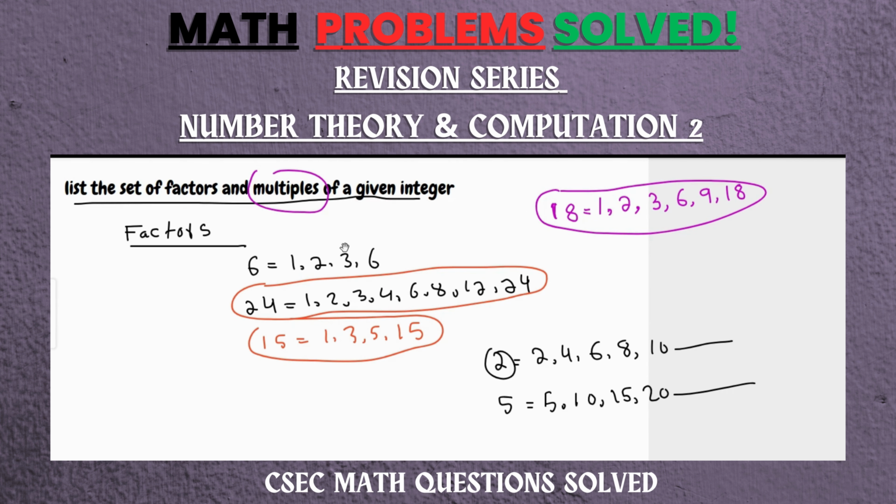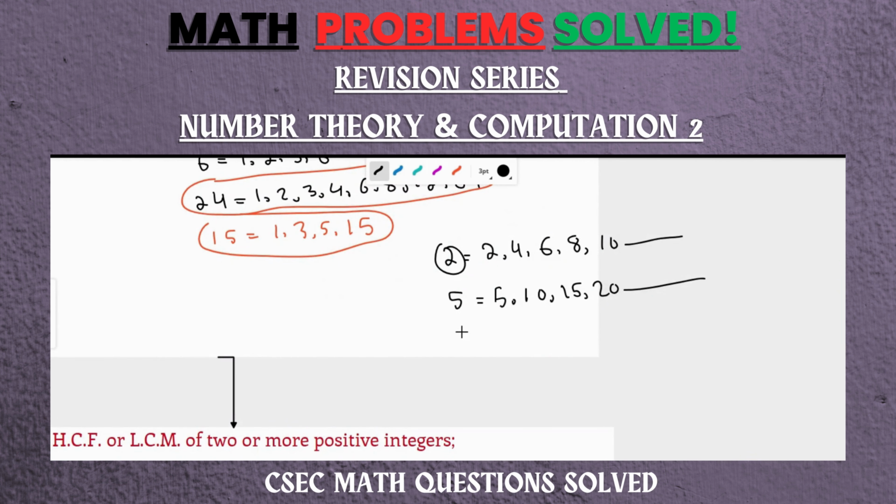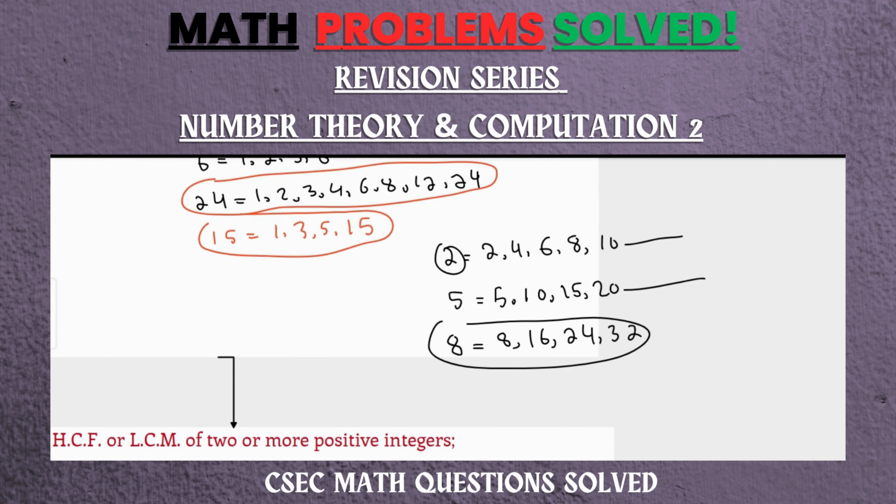For example, in the exam paper, you have been asked to write the first 4 multiples of 8. So what are the first 4 multiples of 8? 8 times 1 is 8, 8 times 2 is 16, 8 times 3 is 24, 8 times 4 is 32. So these are 4 multiples of 8.